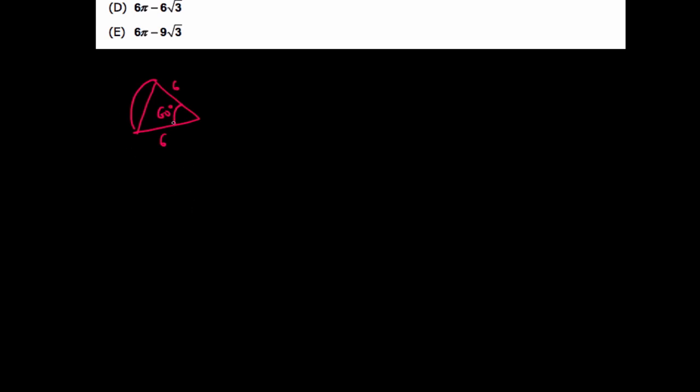Now to find the area of a sector, the area of a sector is given by half r squared times theta, where theta is in radians.